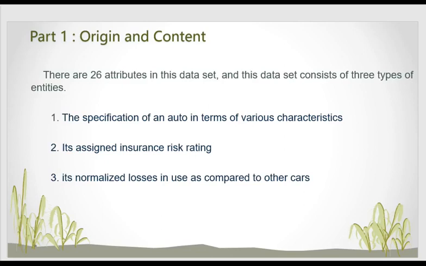And then the third thing is normalized losses in use as compared to other cars, which is the relative average loss payments per issued vehicle year. This value is normalized for all autos within a particular size classification: two-door small, station wagons, sports, and so many other types, and it represents the average loss per year per car.